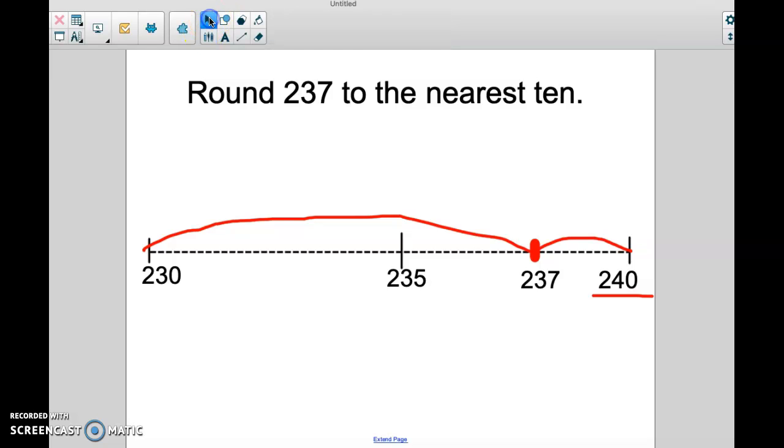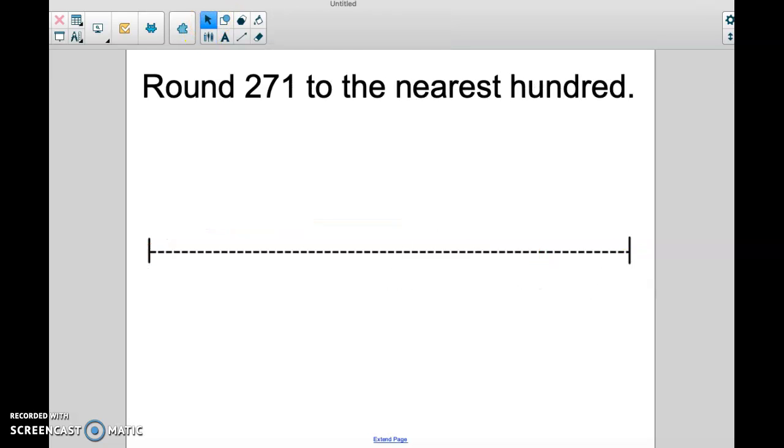Let's go to our last problem. Round 271 to the nearest hundred. This is where it gets a little bit difficult. They're going to learn this Thursday and Friday. First, as always, we have to make our benchmark numbers. Since it says to the nearest hundred, we're not counting by tens anymore. We're counting by hundreds. So we have to figure out what hundreds are the benchmarks 271 is between.